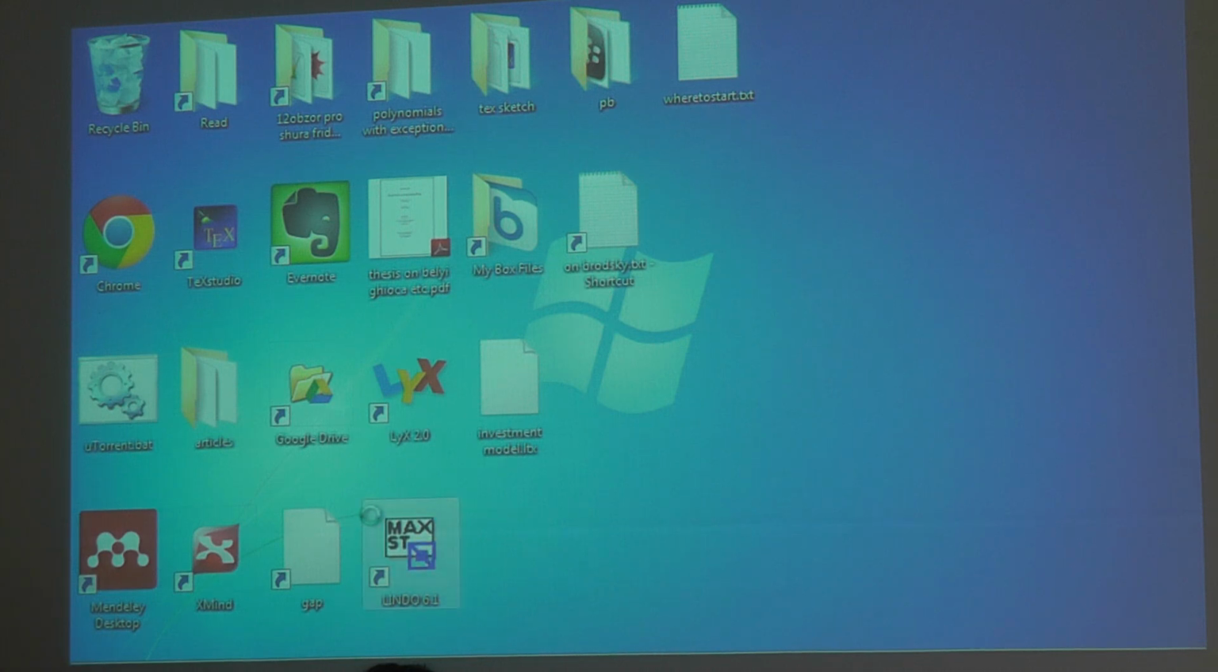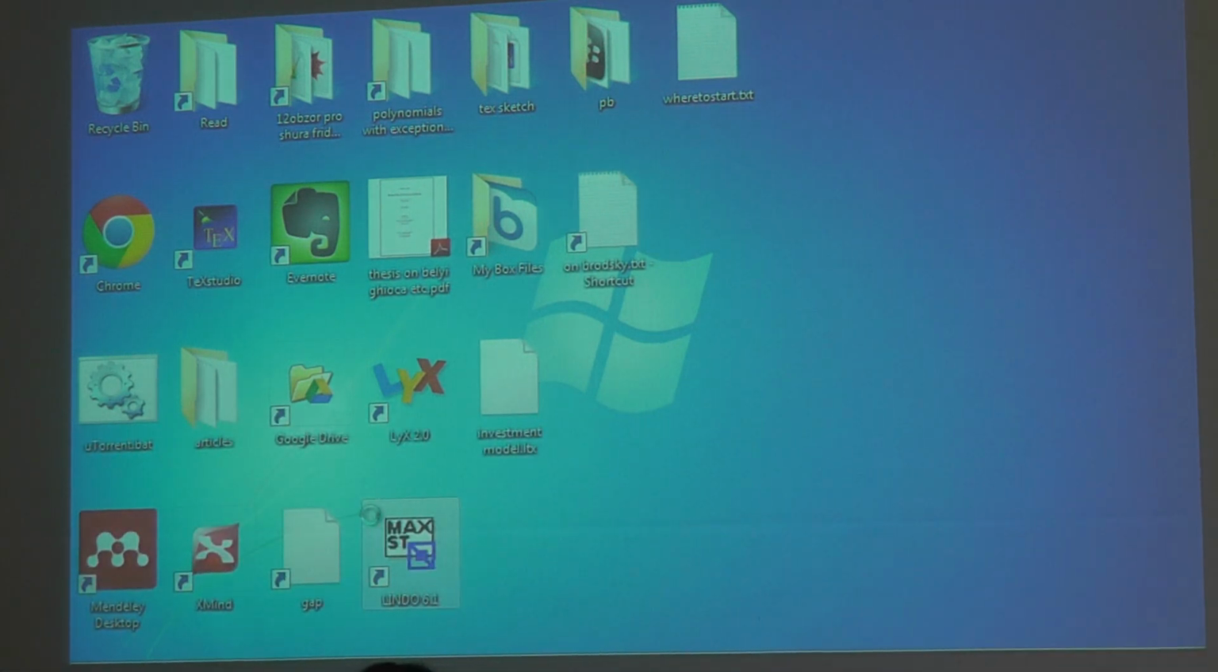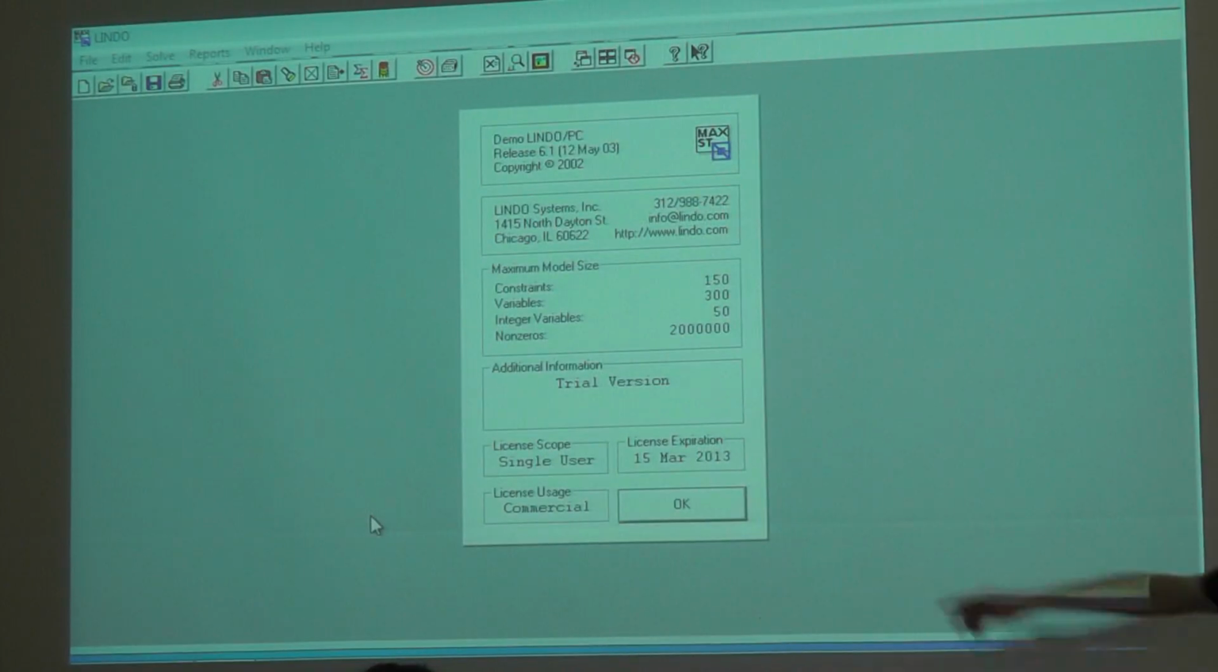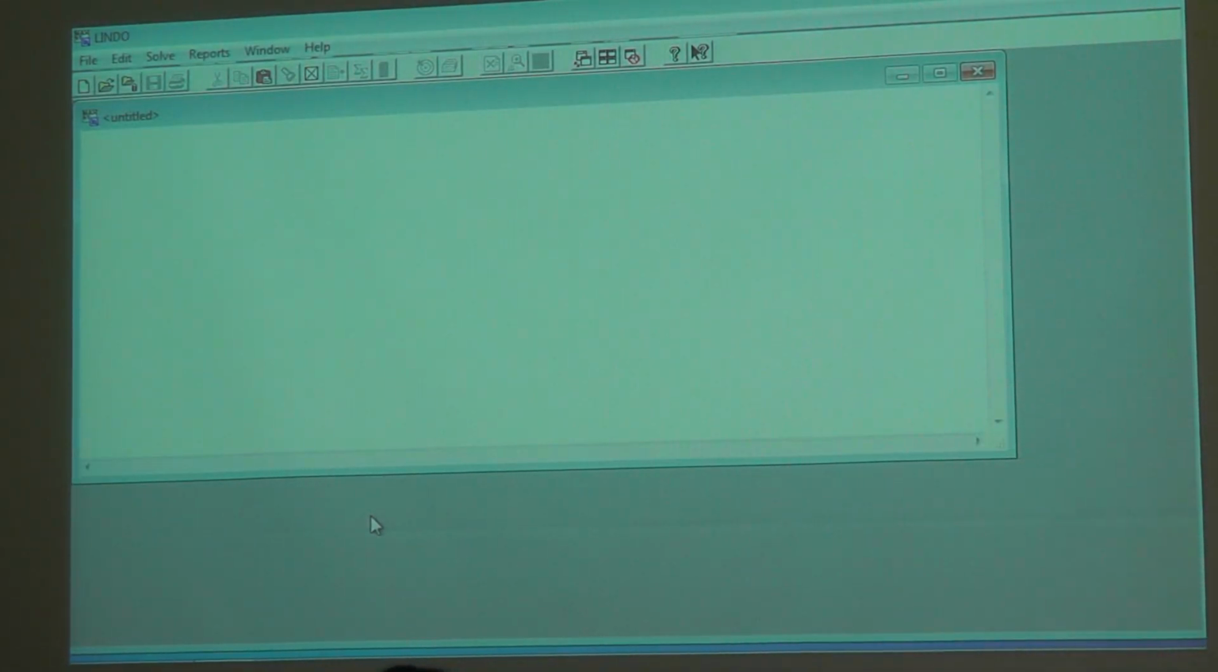So let me open the LINDO program. We will download from the website a free version of it. It's a trial version, and that's what is installed here. It tells you that it can handle up to 150 constraints and 300 variables, and no more. Well, it's enough for our purposes. It's not enough for practical purposes.